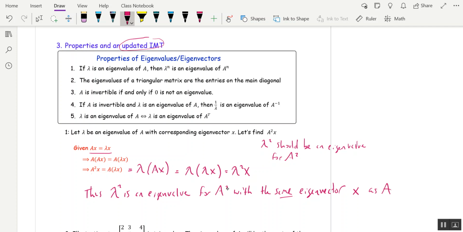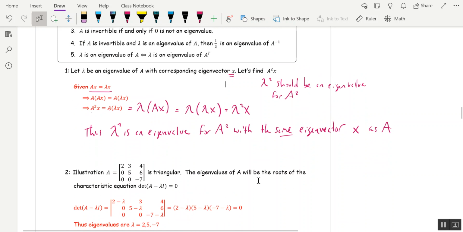So that's interesting. This is the eigenvector for A. It's also an eigenvector for A squared, but its eigenvalue changes. Its eigenvalue isn't lambda. Its eigenvalue for the matrix A squared is lambda squared.